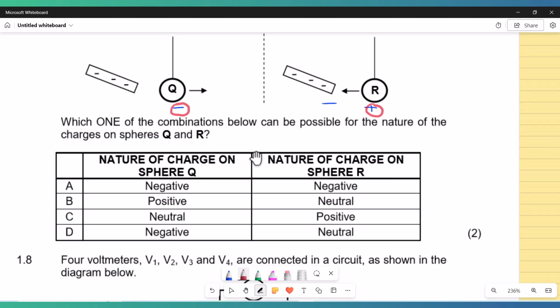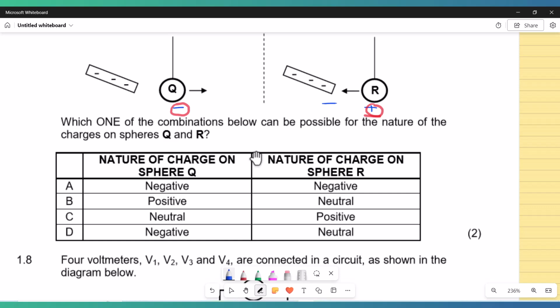Q, negative, positive, negative, negative, negative, neutral. So we don't have negative, positive. Now the other alternative by polarization to the negative to attract this sphere R could be what? Could be neutral. So the answer becomes negative and then the neutral. So the answer here is D.